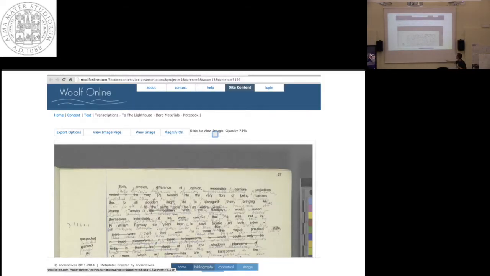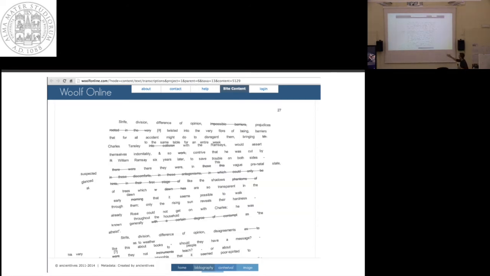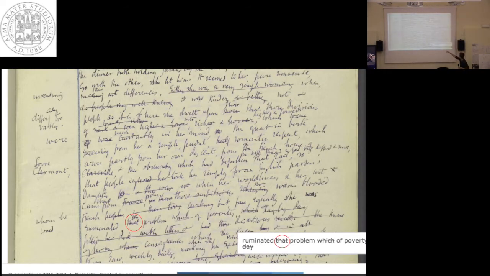Here you have a text, and as you can see, I don't know whether you know this project. You see, it's very interesting because above each line you have the transcription, and there is a slider in which you can remove the written text or the other, yeah? So you make that decision. So it's very useful. So you can make the manuscript disappear. But if you look at the manuscript and look at what they did with it, you see that there is a line that starts with "ruminated, that problem, which of poverty," etc. And that was turned into the, yeah?